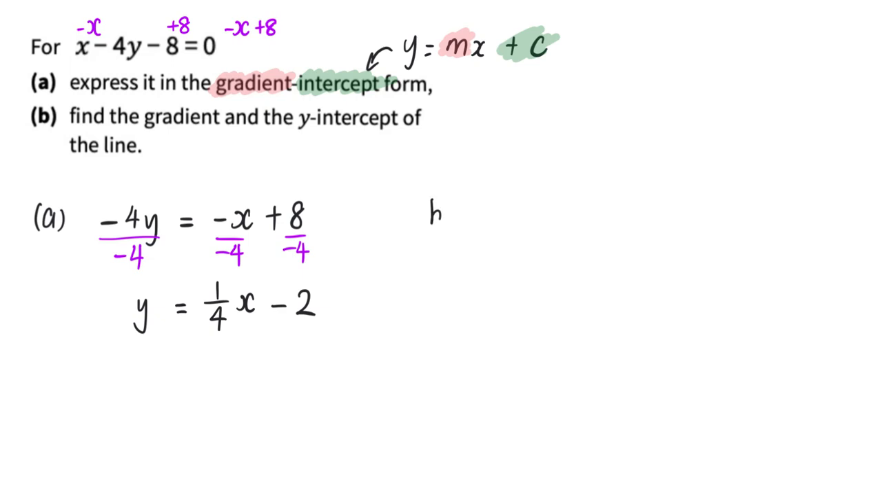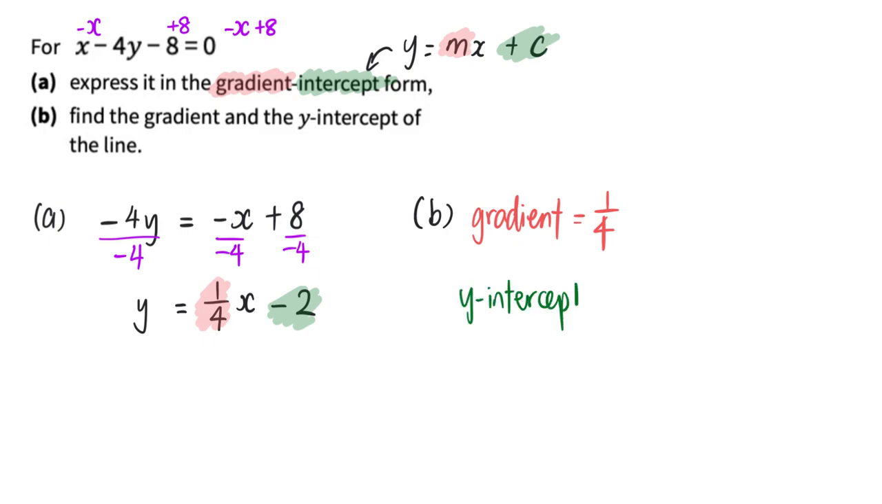So for part B, you would then see the answer, the gradient and the y-intercept. So gradient is equals to 1/4, whereas the y-intercept is negative 2.